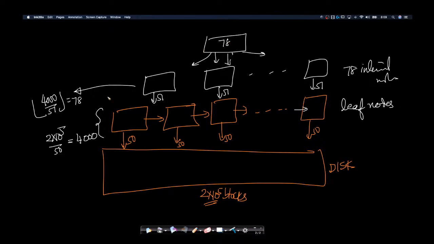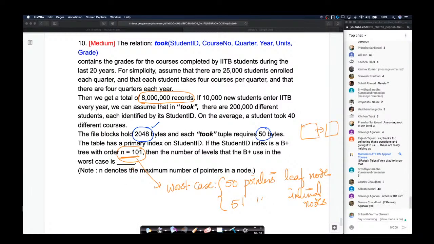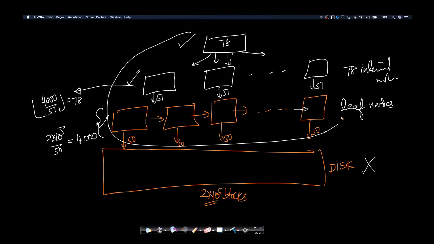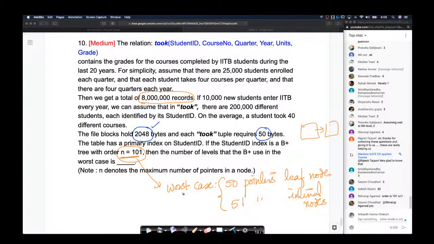Now what is the question here? The question says the number of levels in the B plus tree. Root, 1 level, internal, 1 level, leaf, the 3rd level. Don't count this, because this is actually data stored on the disk. These are your leaf level nodes. Your B plus tree is only this structure. This structure has 3 levels, right? So the answer here is simply 3, right? I hope this is clear, right?